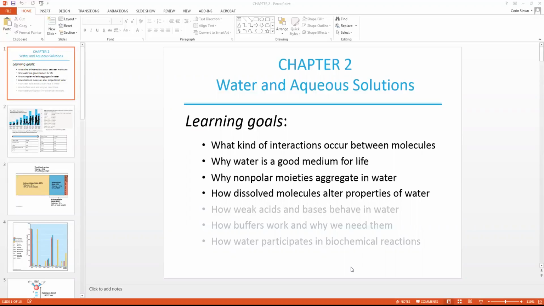And we're interested in learning why water is a good medium for life. And we want to know why nonpolar moieties, or why nonpolar molecules, are going to aggregate together in water. And then how dissolved molecules alter the properties of water. So we're going to take a look at a couple of those questions and try to expand and deepen our knowledge.